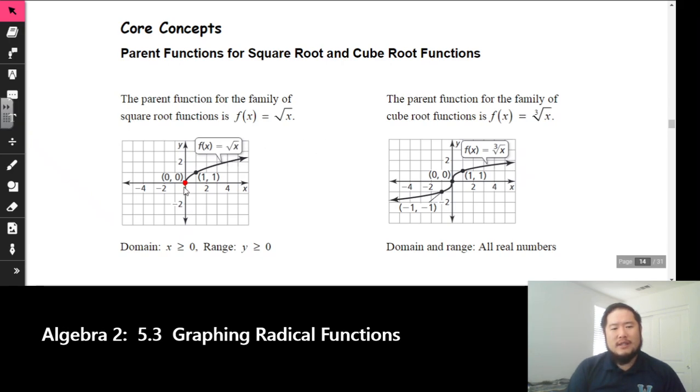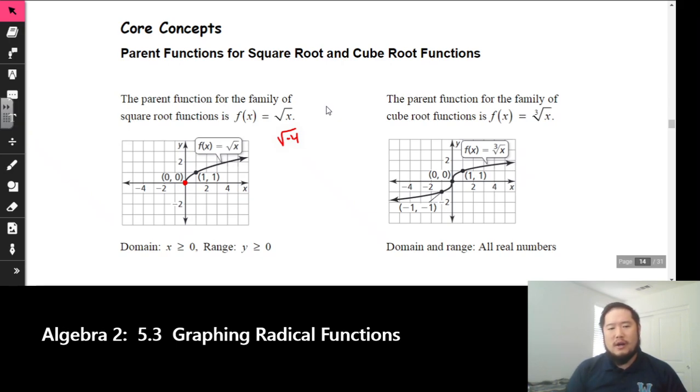It's at the origin, and it's going to go up and to the right. You're saying, well, why doesn't it go down? Why doesn't it go the other way? Remember, inside of the radical, which we call the radicand, it can't be negative. If I plug in a -4, do I get a legitimate answer? No. You get an imaginary number.